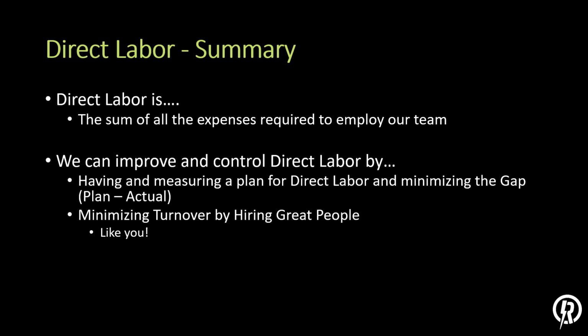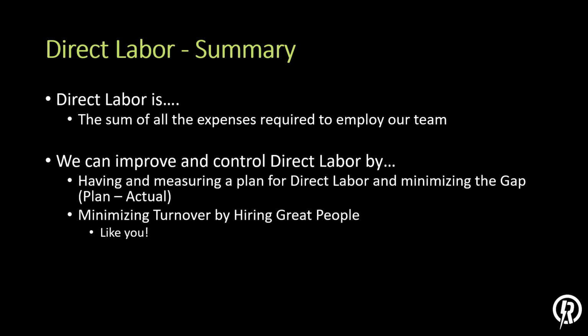Next, remember that we can control and improve our direct labor by having a plan and then knowing what we actually spent, and therefore looking at the gap. The gap, remember, is the opportunity, the difference between what we thought we were going to do or what we planned to do and what we actually did. So that's one thing. Next thing is about minimizing turnover, by hiring great people, just like you, great people like you on our team that are going to be with us for a long time, that are going to make us really value the investment and training that we're making in you.